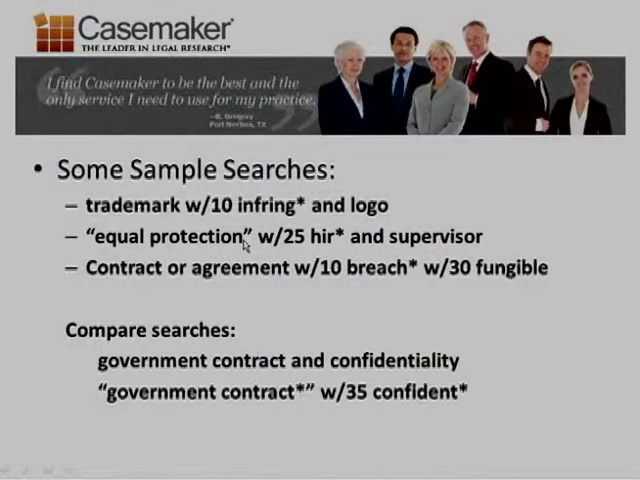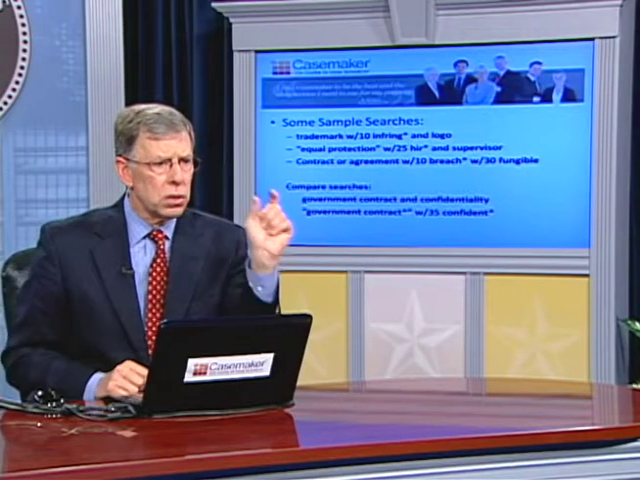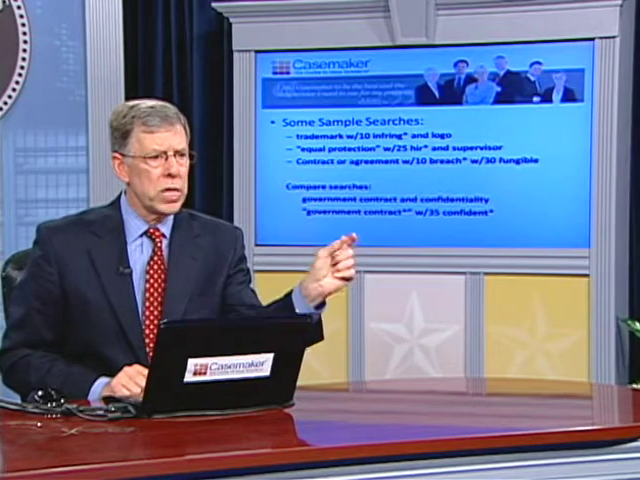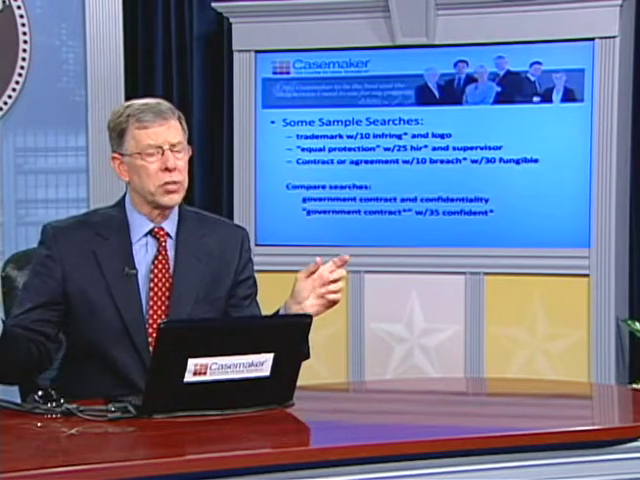In the middle example, you see equal protection is put in quotations. The default connector that is used by CaseMaker is the AND connector. That means that if you just put equal protection with no quotations, the system would automatically look for the word equal and the word protection anywhere they appeared in the opinion. And you don't want that. That's not the result that you want. You want equal protection to be a phrase. So you put that within quotations.